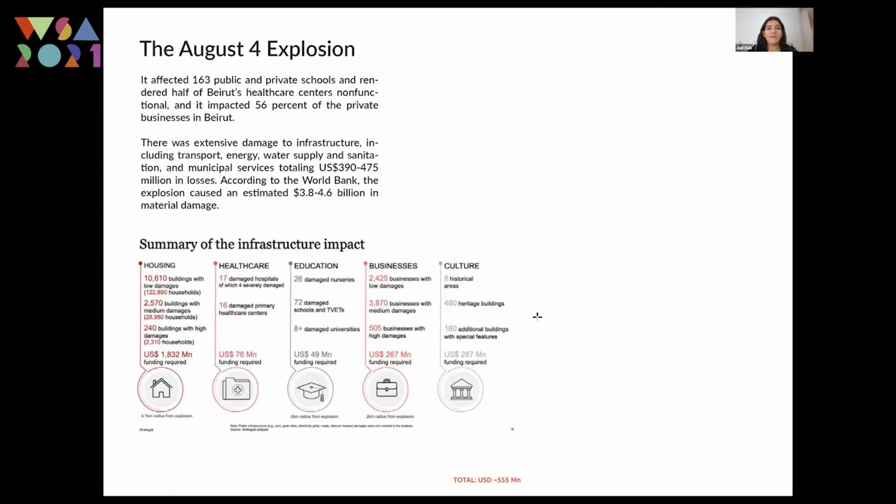There was extensive damage to infrastructure, including transport, energy, water supply, and sanitation, and municipal services totaling $390 to $475 million in losses. According to the World Bank, the explosion caused an estimated 3.8 to 4.6 billion in material damage amidst an economic crisis which was escalating at the time.